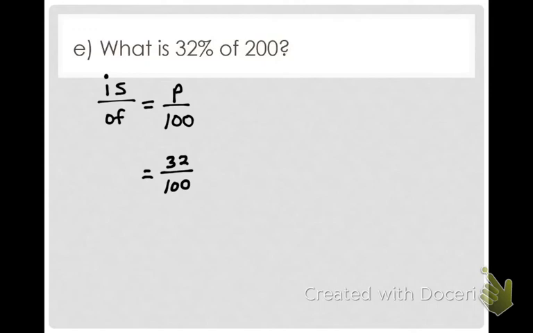Emma, do I know my is? No. If you look right here, it says what is. So the is going to be my unknown. Isabel, do I know my of? Yes. What is it? 200. Good job. Of 200.